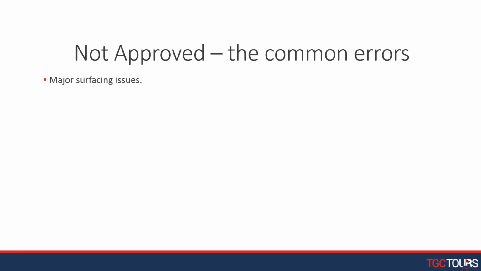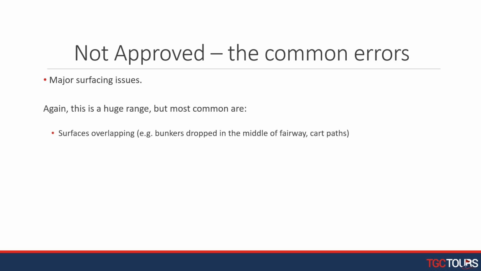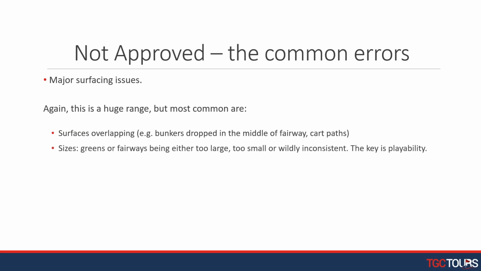We then come to major surfacing issues. Now, surfaces are every texture you lay down, be it greens, fairways, bunkers, whatever. With that in mind, it's a huge range. The most common ones are surfaces overlapping, i.e. you just drop a bunker shape in the middle of the fairway, which creates a rough bit around it and it looks horrible. Cart paths coming through surfaces is another key one.